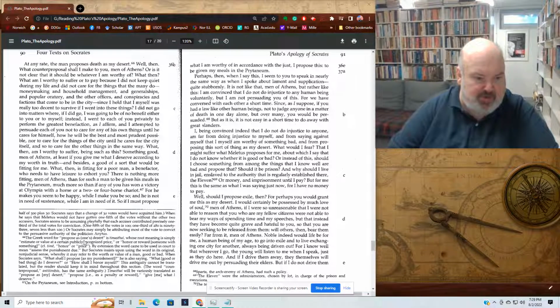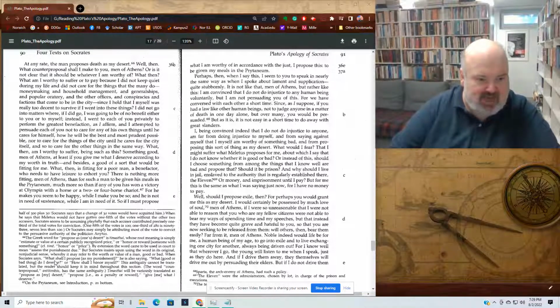The Greek word for "propose" is timasthai, whose root means simply to establish a value at a certain publicly recognized price, or the honor, the reward, of something that has been timē, "honor price." By extension, the word comes to be used in court to mean the assessment of the punishment due. But Socrates insists on using the word in its original non-judicial sense, whereby it may refer to the worth or value of a man, good or bad.